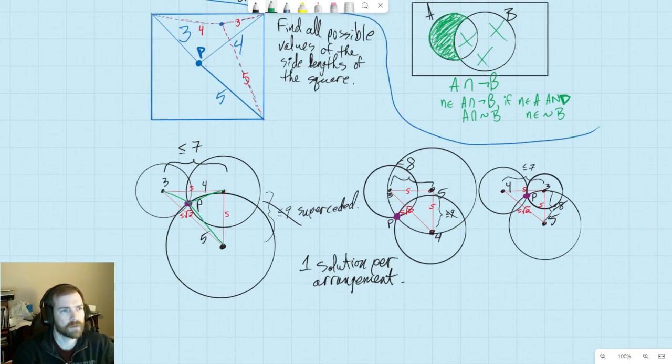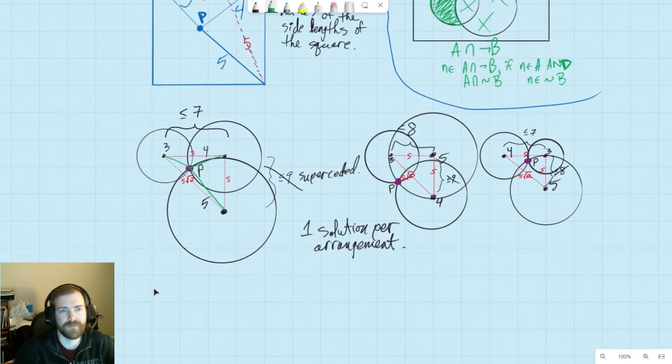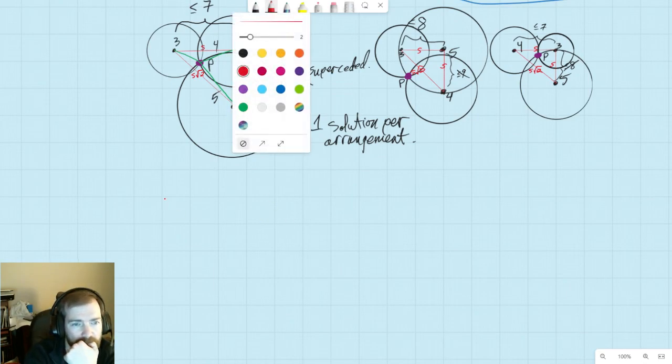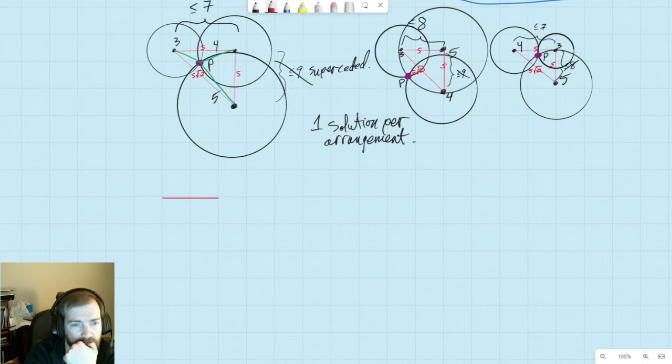Oh, where'd my cursor go? There. Whew. Got me worried for a second. Okay, so if we do this, this says we've got s root 2.